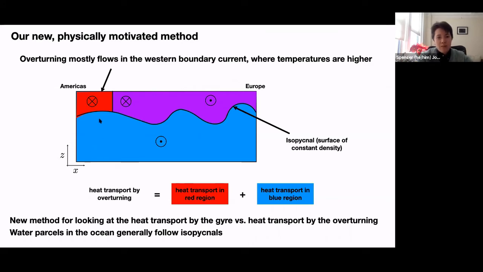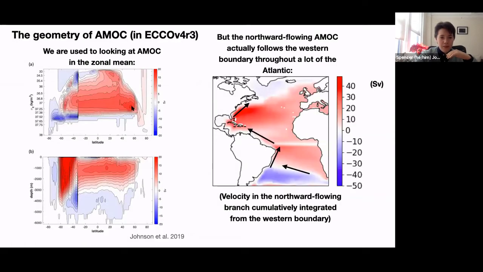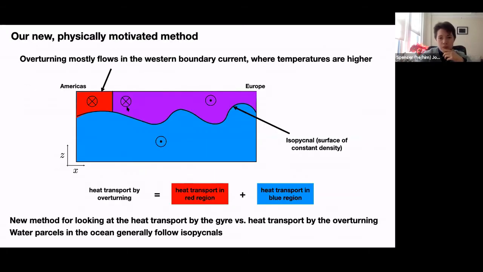And so what I'm going to do is say there's this heat transport by the gyre, which is the heat transport through the purple region, and the heat transport by the overturning, which is the heat transport through the red region plus the heat transport through the blue region. And these regions are basically divided up in two ways. First, we have an isopycnal that goes through the maximum of the AMOC, this isopycnal that divides the northward flowing transport from the southward flowing transport. And then we're also going to divide in latitude the top layer that flows above that isopycnal.